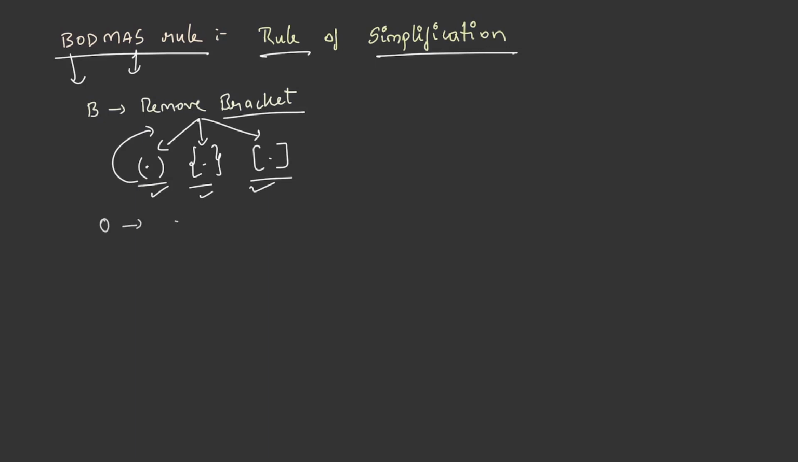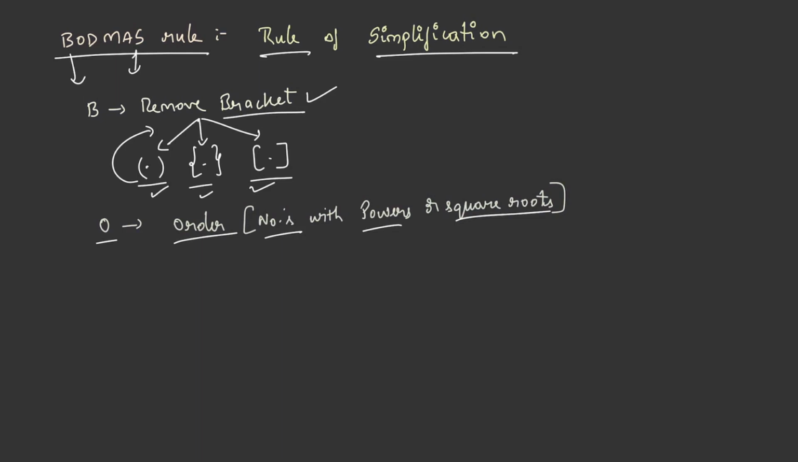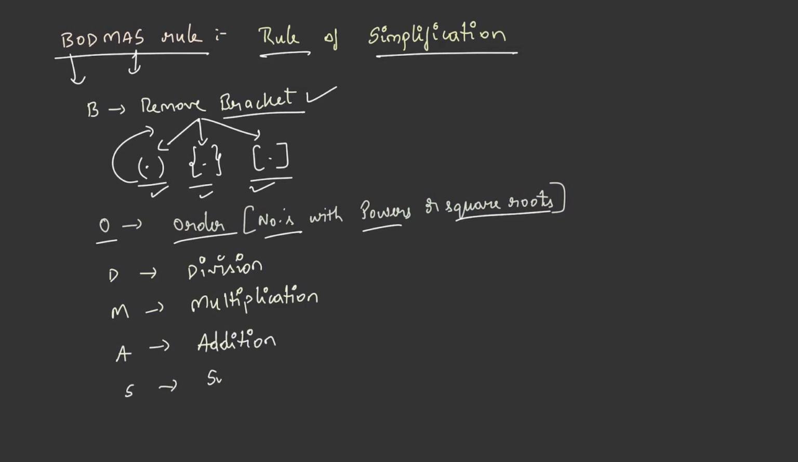Then O stands for order. After simplifying the digits in the bracket, we need to look for numbers with powers or square roots and simplify them. That is known as order. And then comes the division. Then we need to look out for any digits with multiplication. And this is followed by addition. And finally subtraction. This is what each letter of BODMAS means, the order to be followed while solving the simplification questions.